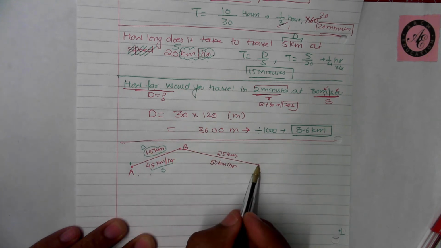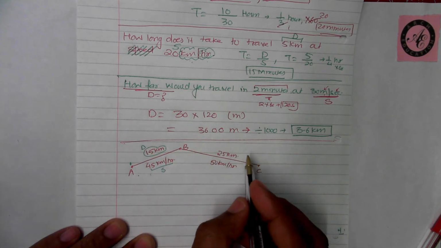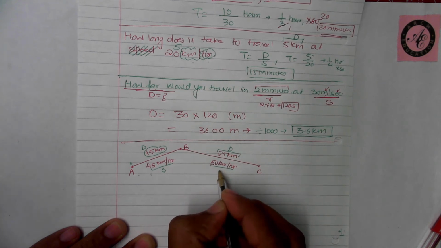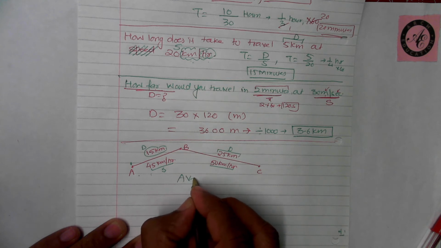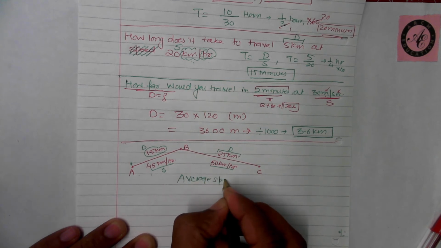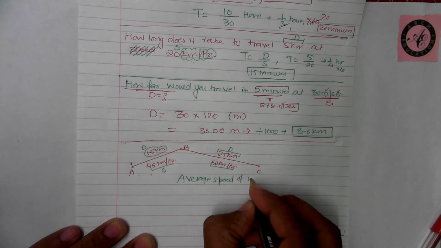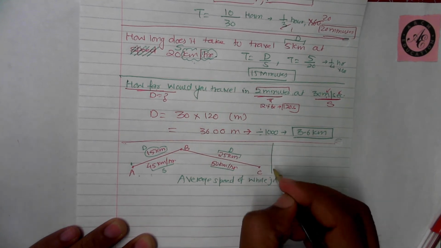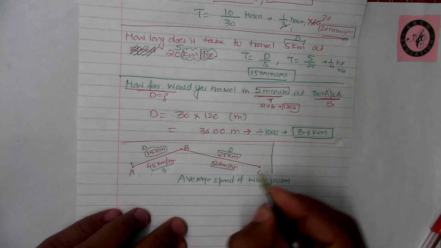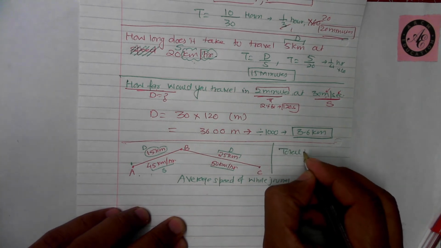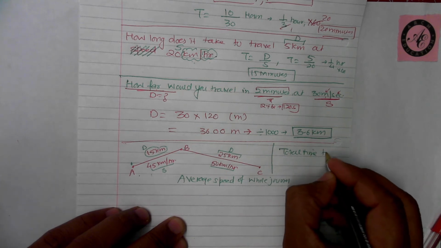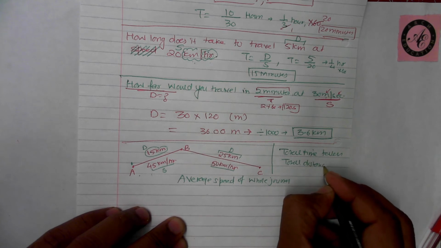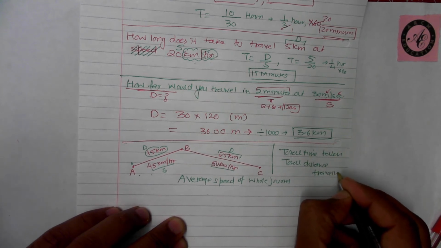Then you go from B to C, which is a different route, and you travel 25 kilometers. This is the distance at a speed of 50 kilometers per hour. Somebody asks you, find the average speed of the whole journey. So what you do, guys, is find the total time taken and the total distance traveled to find the average speed.